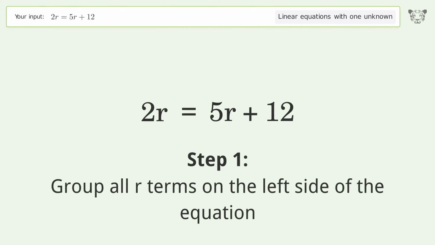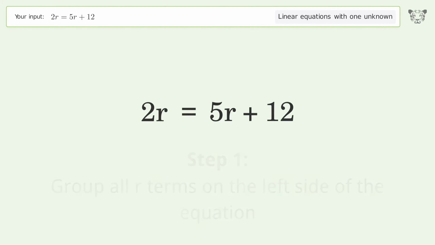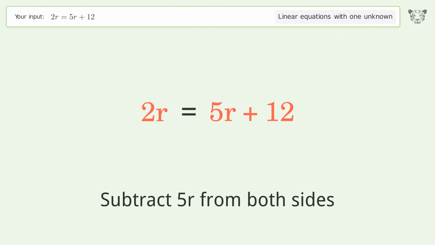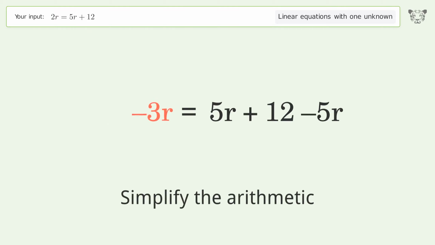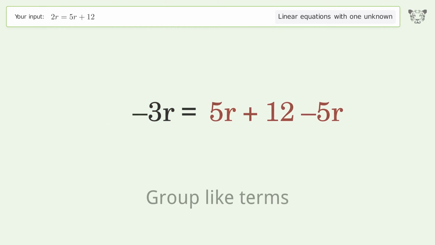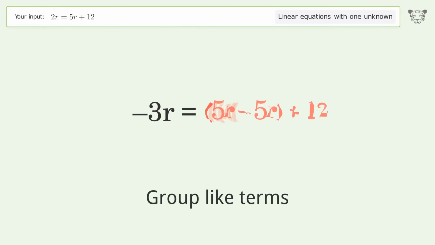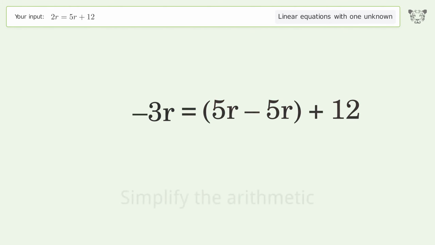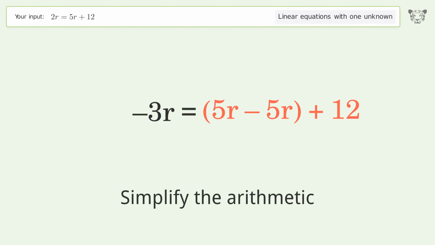Group all r terms on the left side of the equation. Subtract 5r from both sides. Simplify the arithmetic. Group like terms. Simplify the arithmetic.